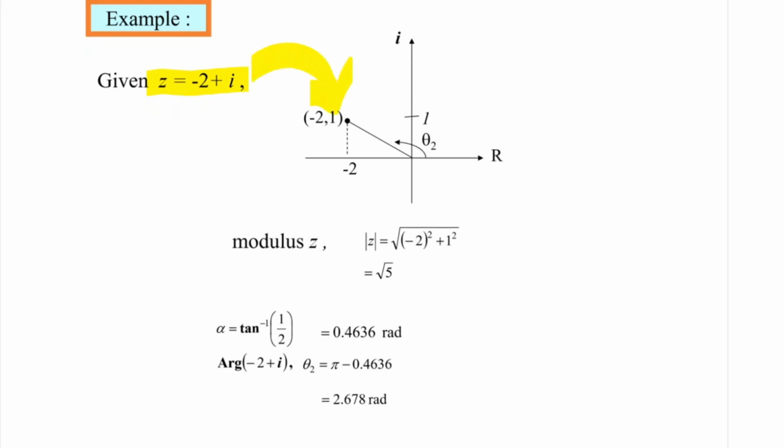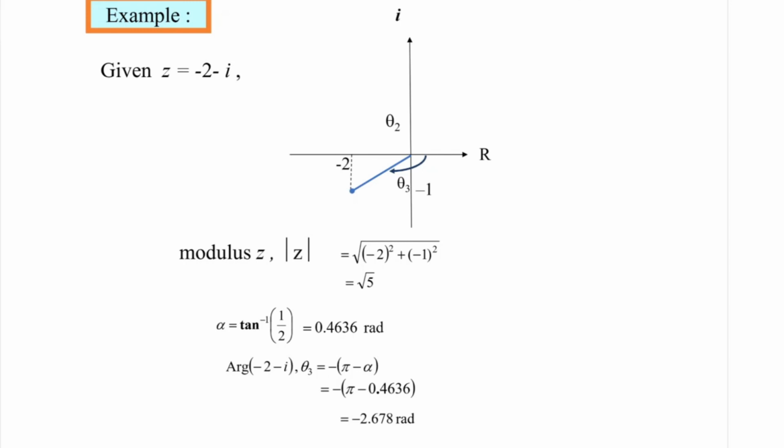Modulus z equal to square root of (-2) squared plus 1 squared equal to square root 5. For argument, theta is measured from origin. So theta equal to pi minus alpha, where alpha is basic angle. Therefore, theta equal to pi minus 0.4636 equal to 2.678 radian.